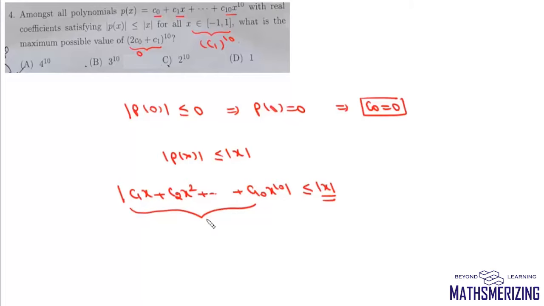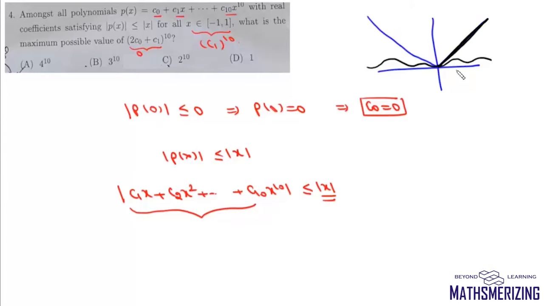So the modulus of this polynomial function is less than mod x, that is, the modulus of the graph of this function should always lie below the graph of mod x. Now if we look at mod x, this is the mod x function, and this function on the left, its value should lie somewhere below this graph. Now if we consider the maximum value of this function, it will be when it is along this line. So that is the maximum possible value for this function.